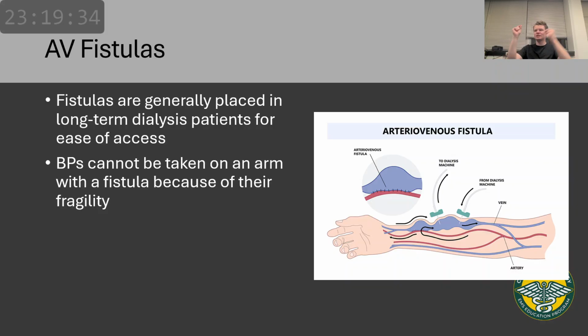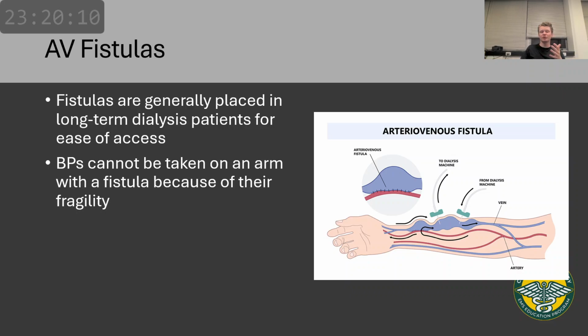Two really big things that you can stick two giant needles into to quickly pull blood out and put blood back in. We can't take blood pressures on an arm that has a fistula because they're very fragile. It's usually pretty easy to notice a patient's fistula. So if they're unresponsive or something like that, it's pretty easy to say, oh, is it okay if I take your blood pressure on this arm? But I try and ask that question regardless. Actually, what I tend to say is, is there any reason that I couldn't take your blood pressure on this arm, anytime that I'm putting a blood pressure cuff on somebody?